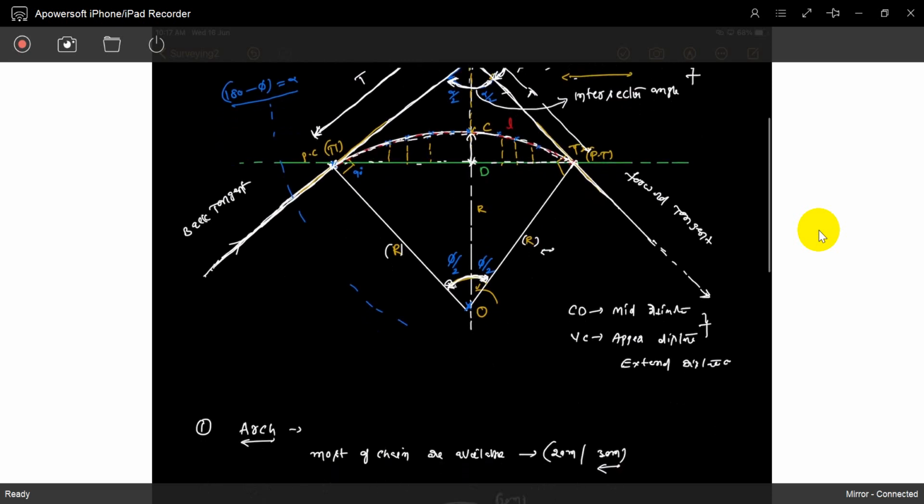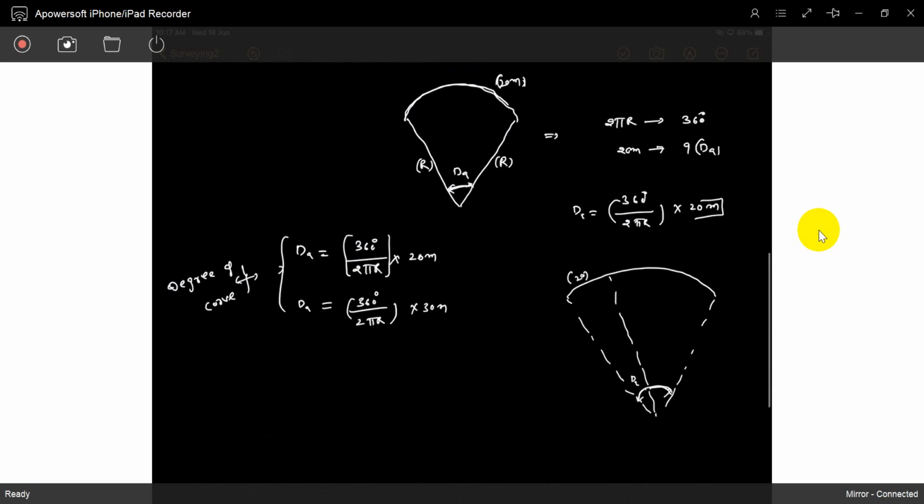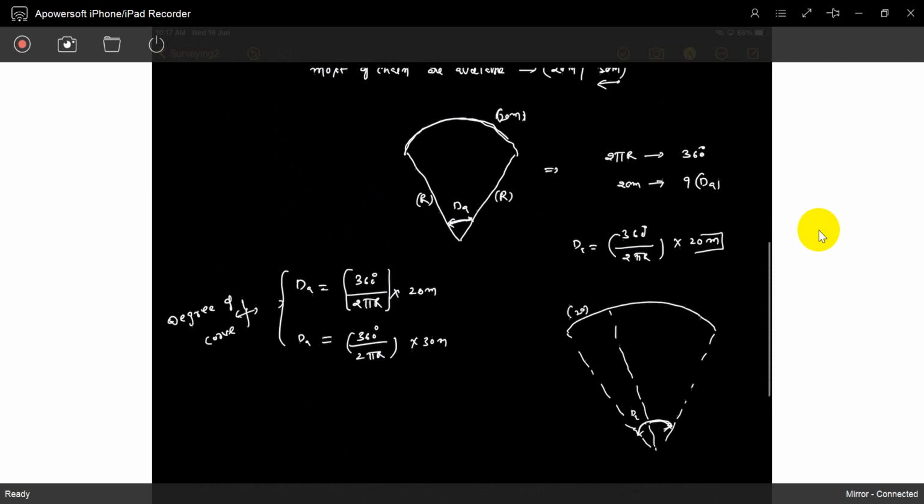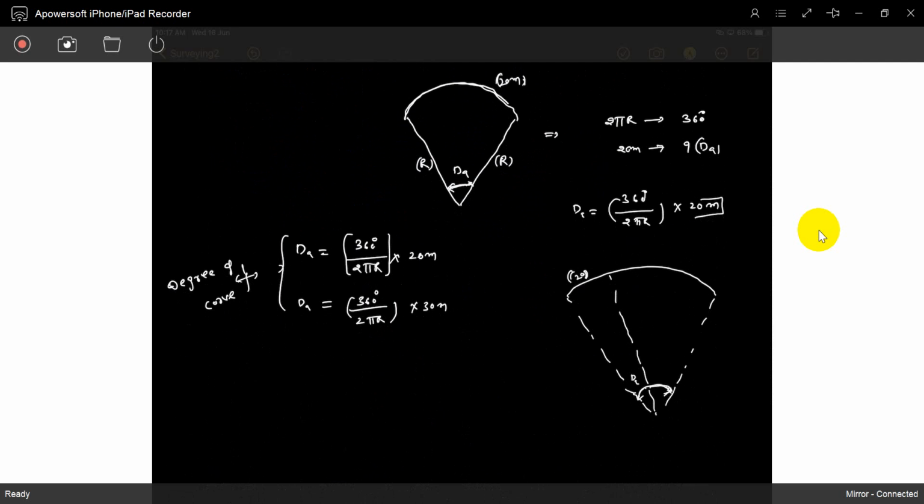So we know the deflection angle. This is also the deflection angle; we derived it in yesterday's class. For a 20 meter chain, this is dA, for a length of the curve. If the total deflection angle is phi, for phi how much length is covered?